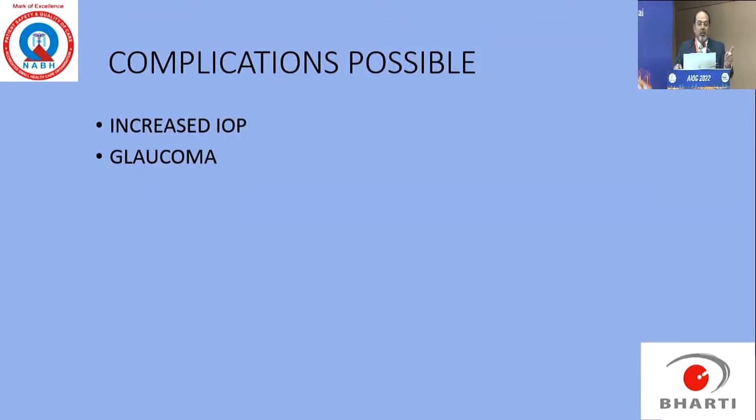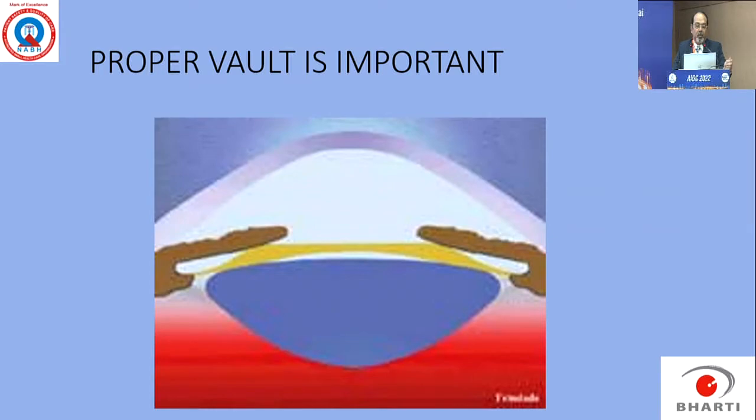So now, complications are increased IOP and subsequently glaucoma. Increased IOP temporarily could be because of sizing, and glaucoma, as the lady asked earlier, could be because of factors which are unknown to us before, or we have not investigated properly, like the synechia and peripheral things. For that, gonioscopy and other things are very important. But increased IOP is a vault issue, and proper vault is very important. And for that, sizing of the ICL is very, very important.